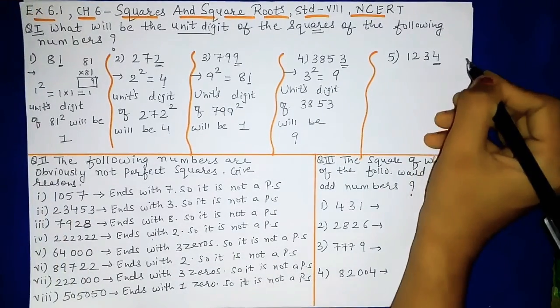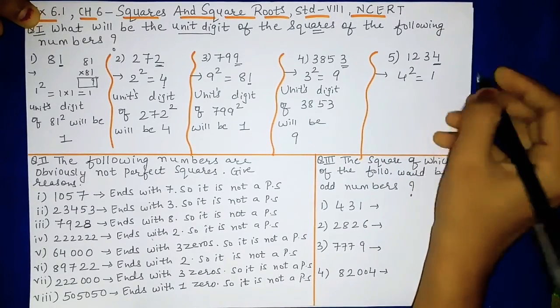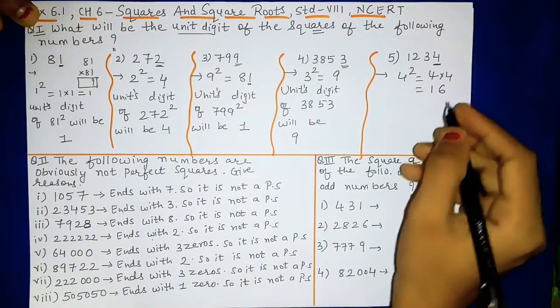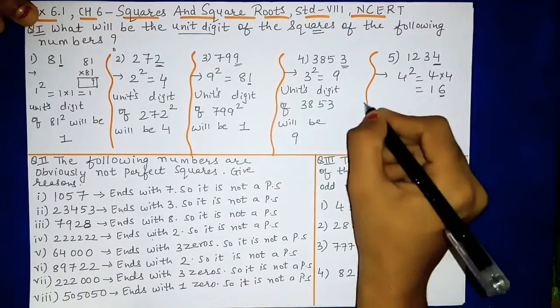Same way for the fifth one, the last digit is 4. So we will do 4 square, which means 4 4s. So 4 4s is 16. Now we have to see only the last digit. So the last digit will be 6.